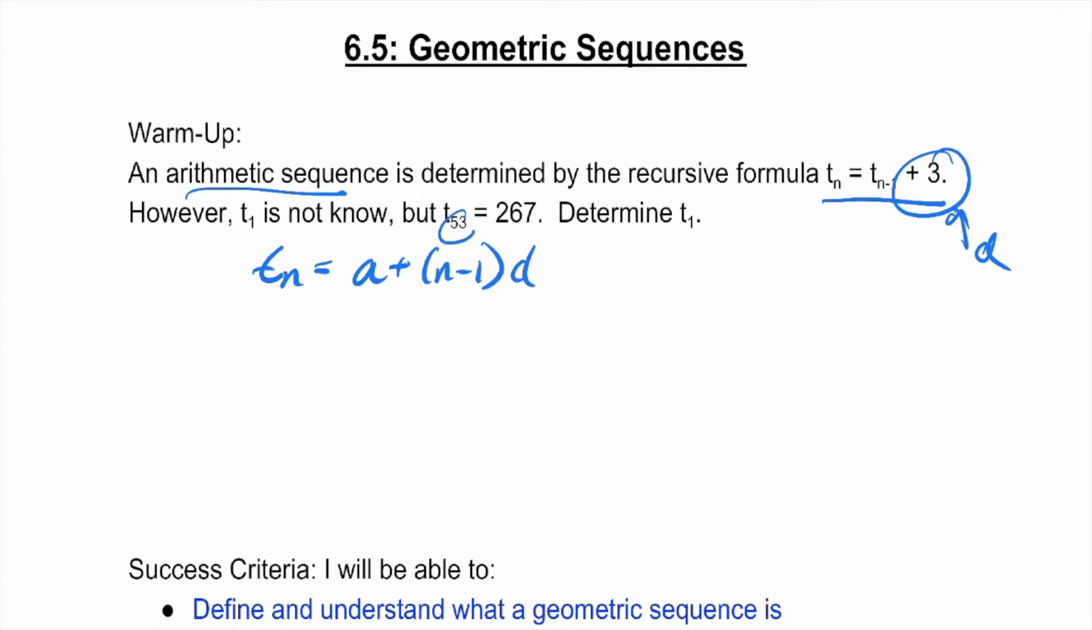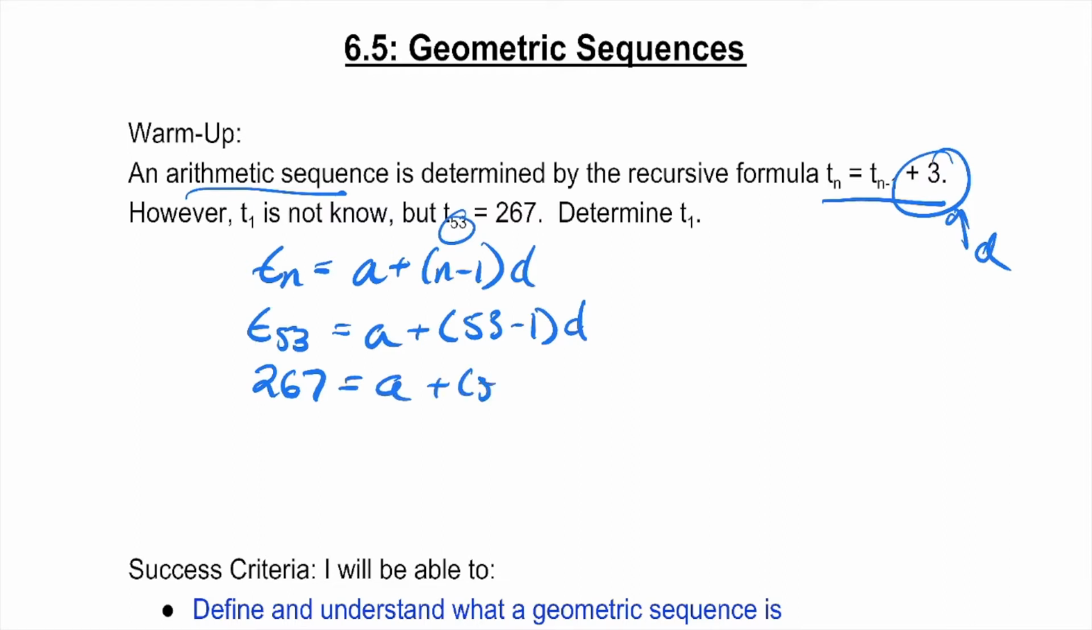So here we could say that n is 53, because we're told what the 53rd term is. So t of 53 is a, which is the first term, which is what we're looking for, plus n minus 1, which is 53 minus 1, times d. And then t of 53, we're told, is 267. That's the 53rd term. So it's a plus 52, and I should have filled this in already because we know what d is, so it's going to be 52 times 3. So 267 is a plus 52 times 3, which is 156.